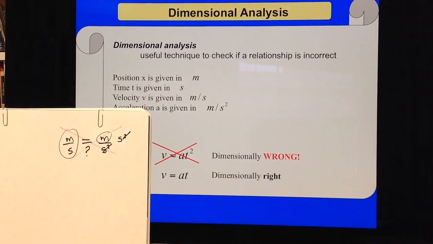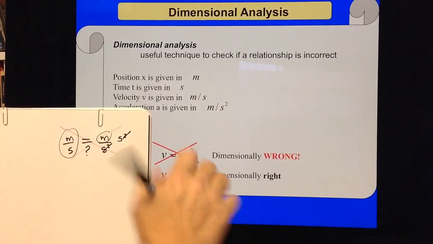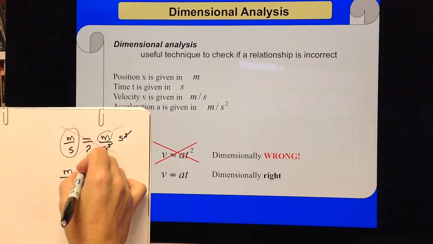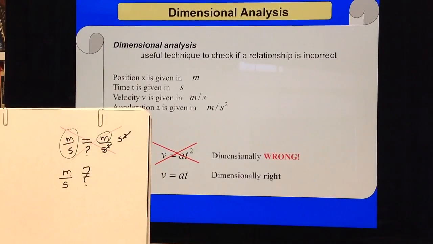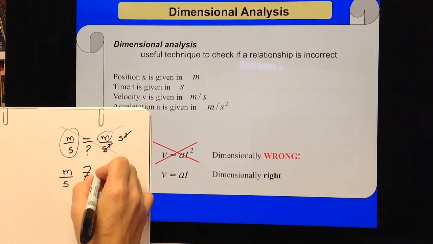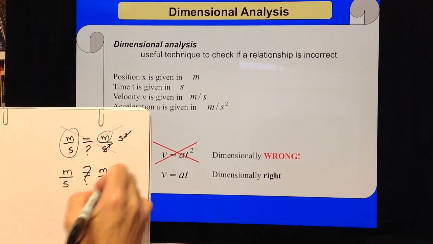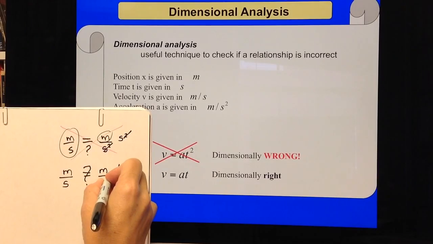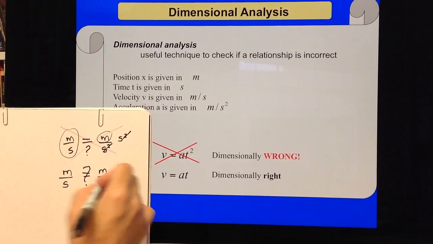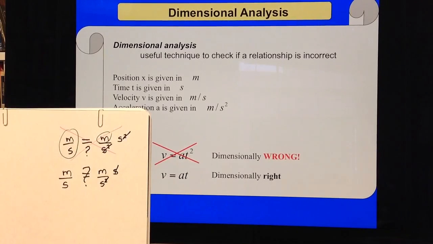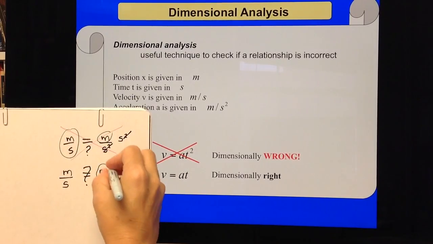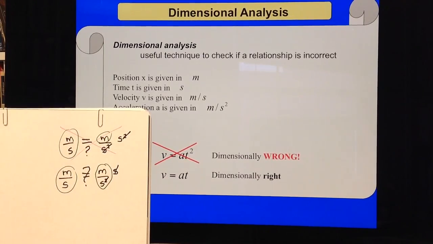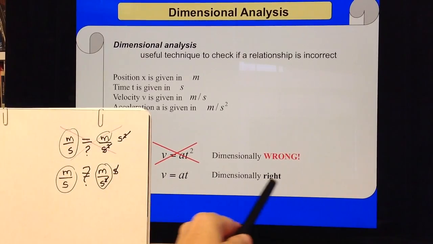Let's go to the next equation where we wrote V equals AT. So on the left we have meters per second. We want to know if this unit is or not equal to what appears on the right. So acceleration is meter per second squared. Time is in seconds. Okay, so now I cancel one second with one of the second square, and now we end up with meters per second here. And here we also have meters per second. So what we can say for sure is that this equation is dimensionally right.